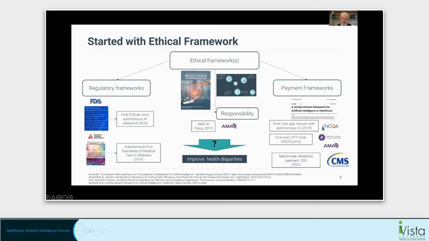It also led to care gap closure with an autonomous AI. For the first time, HEDIS and MIPS language supported the use of autonomous AI to close a care gap, thanks to a lot of work by the National Committee for Quality Assurance, or NCQA. Then next, with the AMA, the DMPC, and the CPT Editorial Panel, the first ever CPT code for an autonomous AI, which you probably know as 92229, in 2019, and ultimately ending up in nationwide Medicare payment of about $55 to about $80 blended rate from private payers, starting this year.